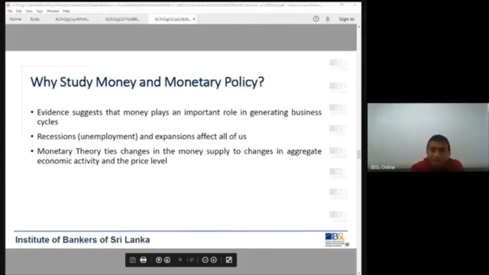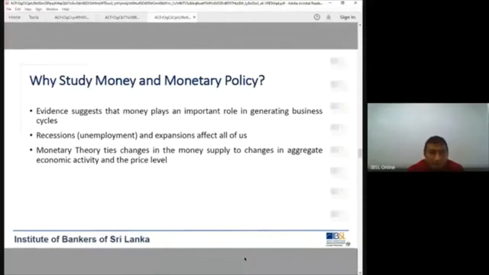Before I move on, explaining some further details on this subject area, we also look at the role of money and monetary policy. This is mainly the central bank's focus. Interestingly, there is enough literature that suggests that money plays an important role in generating business cycles.